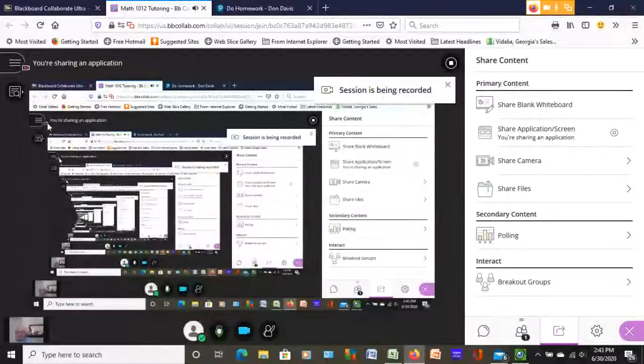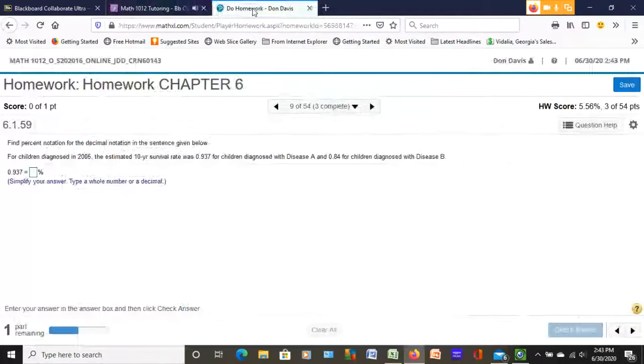Right, here's another problem from chapter 6. Let's take a look at it. I'm just going to try to squeeze this one in on the bottom of my pad here. It says, for children diagnosed in 2005, the estimated 10-year survival rate was 0.937 for children diagnosed with some disease A and 0.84 for children diagnosed with disease B.